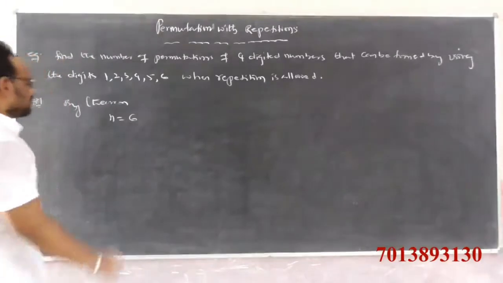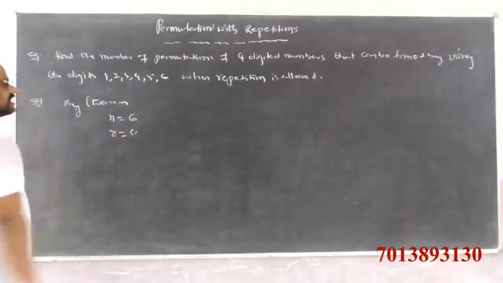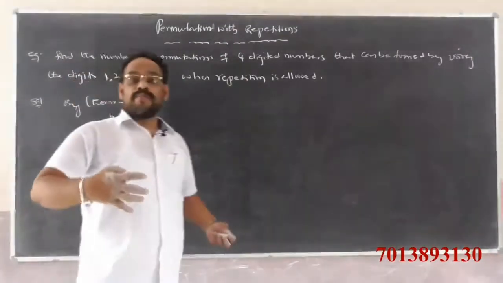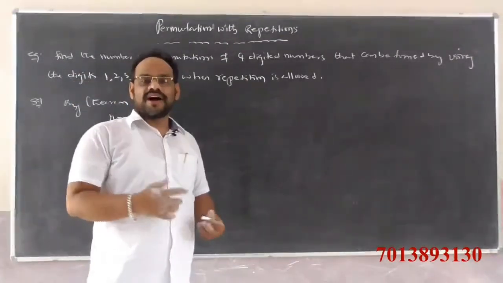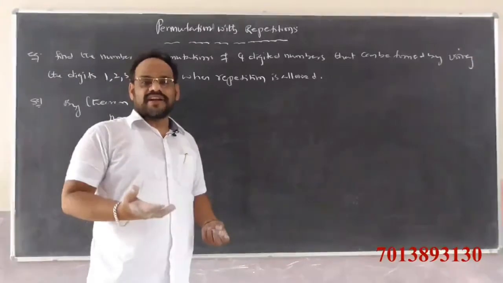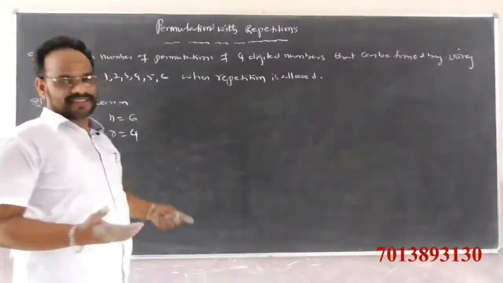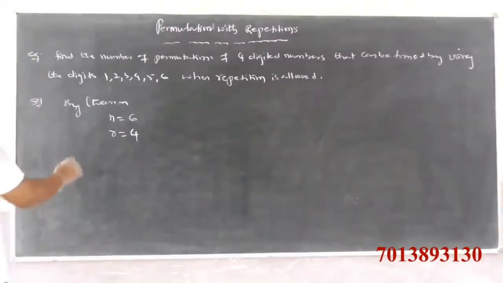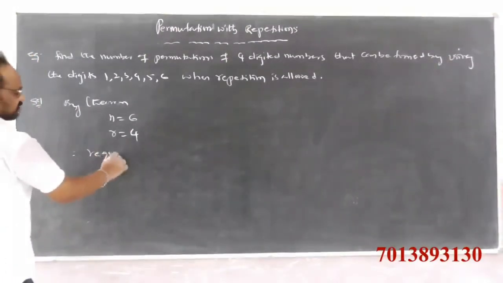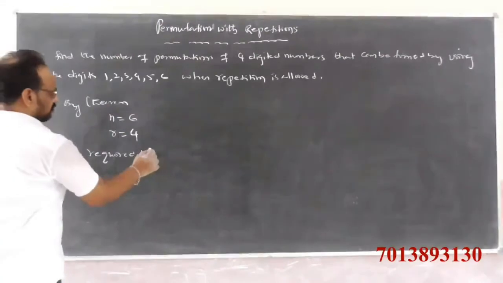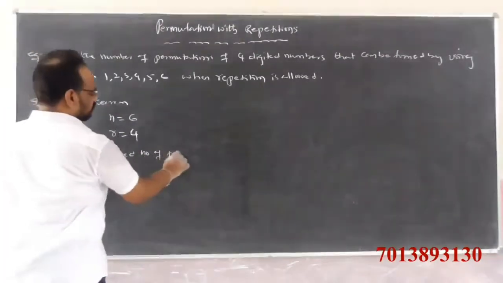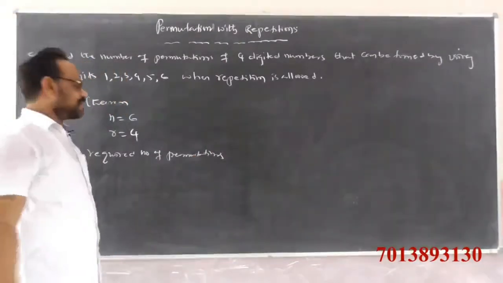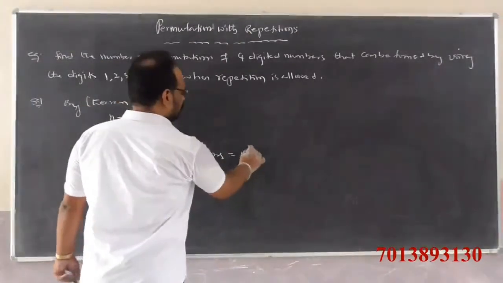We want four digit numbers, so r is equal to 4. We want 4 digit numbers, that means 4 blank places. We have 4 blank places, and we have n distinct things, that is 6 distinct things. So n is equal to 6 and r is equal to 4. Therefore, the required number of permutations is equal to, already we know, n power r.